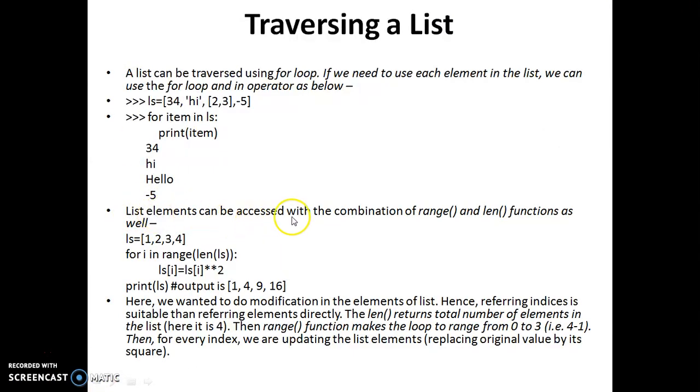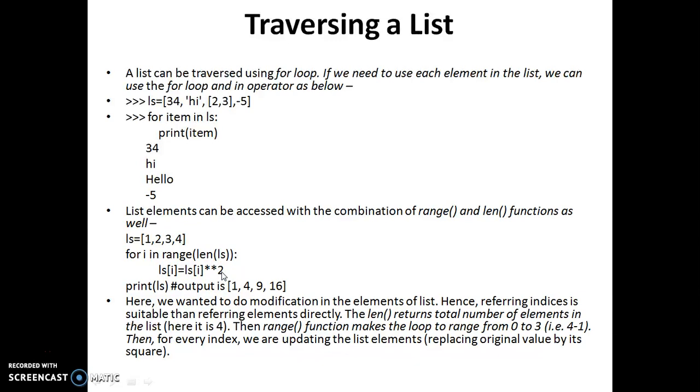List elements can be accessed with a combination of range and length functions as well. That is, we can use the range function to display the items of the list. Say we have list ls equals 1 comma 2 comma 3 comma 4, and we are using the for loop here, for i in range of length of ls. ls of i is equal to ls of i star star 2.